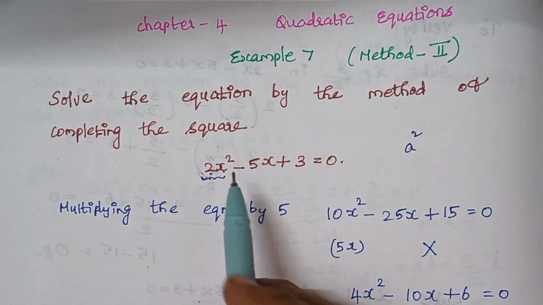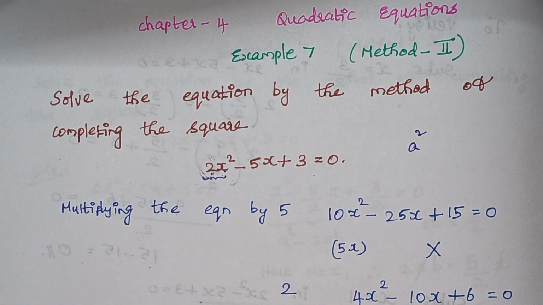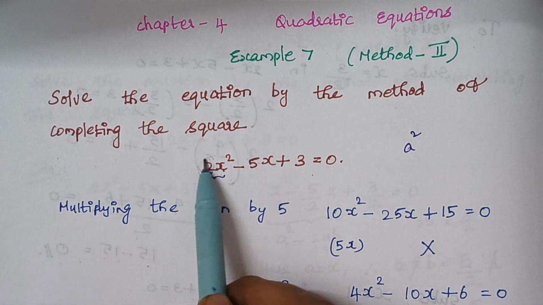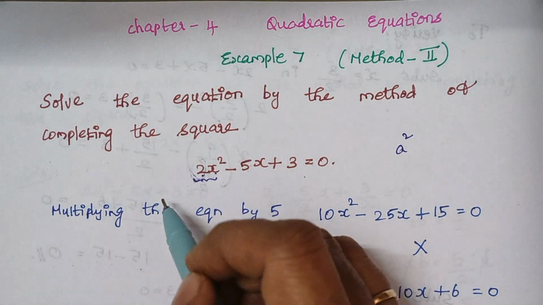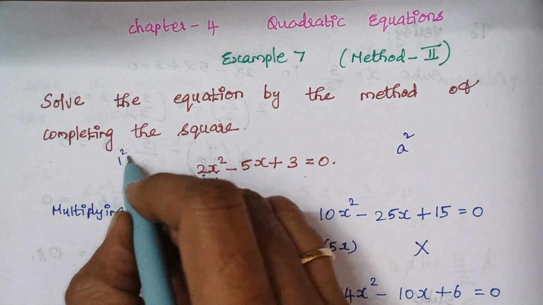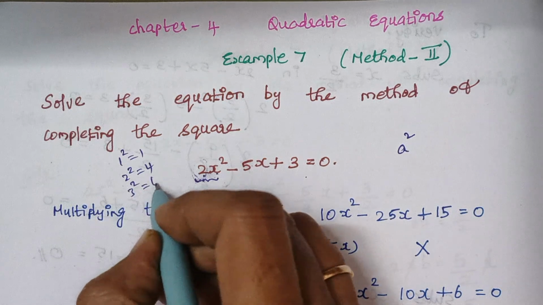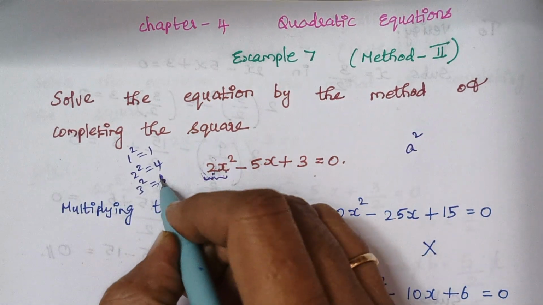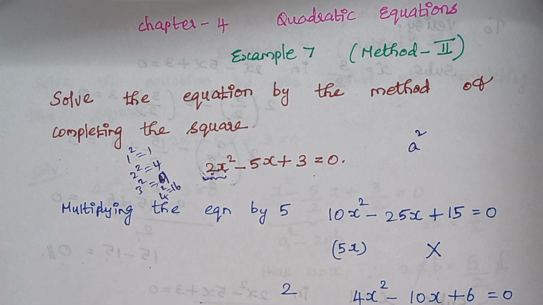So we are going to multiply this entire equation by some number in such a way that we make this first number a perfect square. First, let us list out all the perfect squares. Then it will be very easy for you. What are the perfect squares? 1 square is 1, 2 square is 4, 3 square is 9, and 4 square is 16, and it goes on.